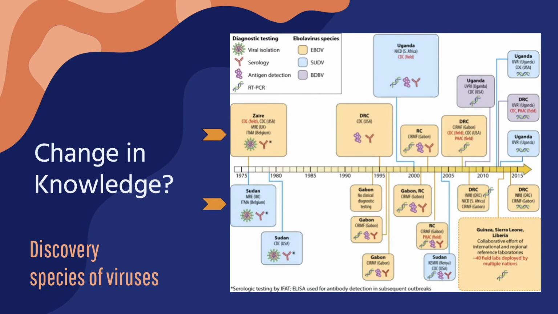What about our change in knowledge of this virus throughout history? Scientists later discovered that the 2 outbreaks were caused by 2 genetically distinct viruses. First is Sudan Ebola virus, and second is Zaire Ebola virus.